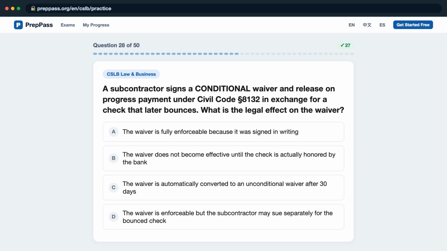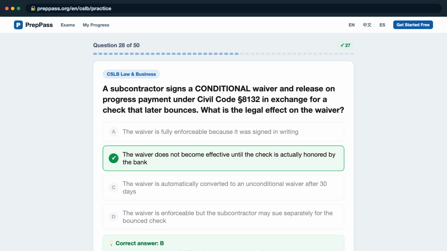Question 28. A subcontractor signs a conditional waiver and release on progress payment under Civil Code Section 8132 in exchange for a check that later bounces. What is the legal effect on the waiver? Is it A. The waiver is fully enforceable because it was signed in writing? B. The waiver does not become effective until the check is actually honored by the bank? C. The waiver is automatically converted to an unconditional waiver after 30 days? D. The waiver is enforceable but the subcontractor may sue separately for the bounced check?